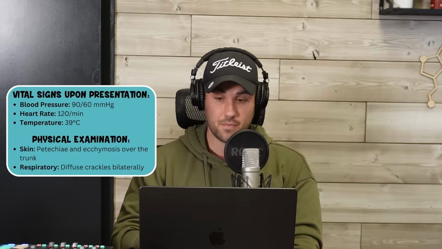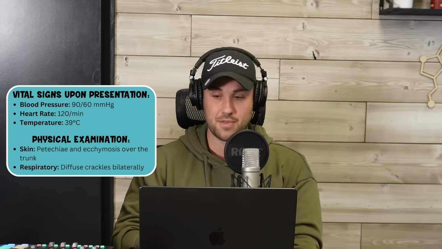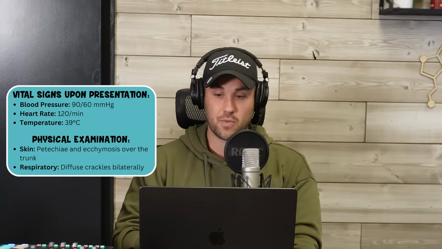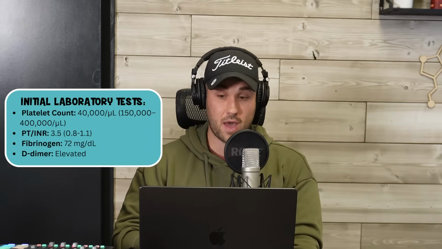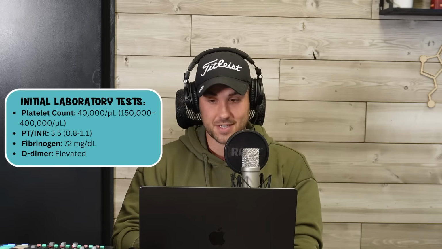For her exam, we have vitals of blood pressure 90/60, heart rate 120, temp 39. Skin shows petechiae and ecchymosis over the trunk. For her respiratory exam, we hear diffuse crackles bilaterally. For our lab findings, we have a platelet count of 40,000, a PT-INR of 3.5, fibrinogen level of 72, and her D-dimer is elevated. This sounds pretty bad.